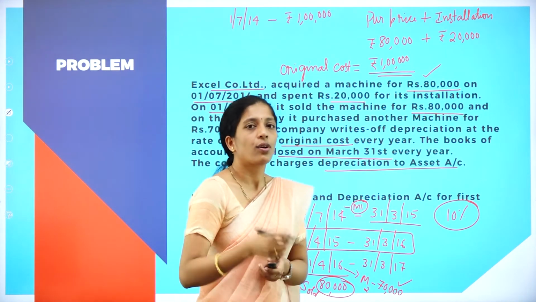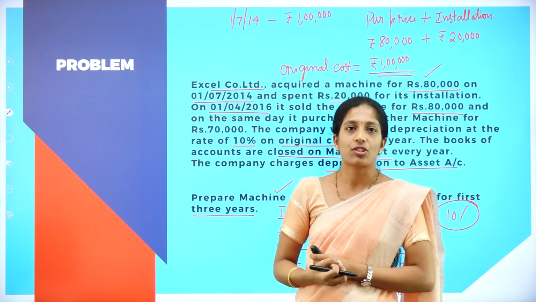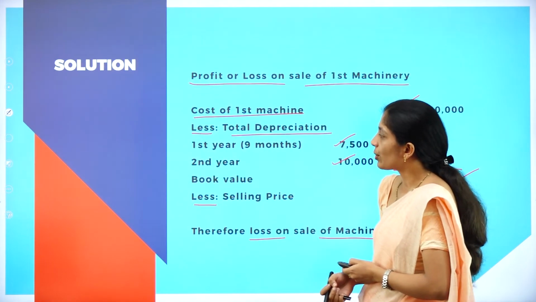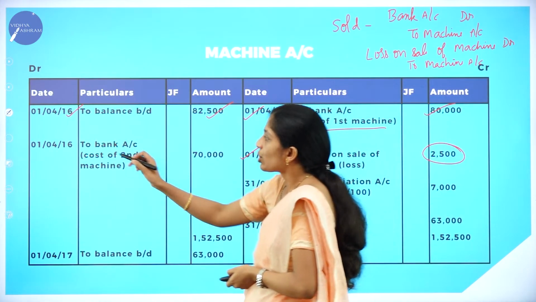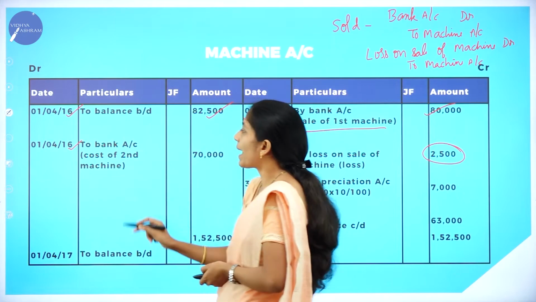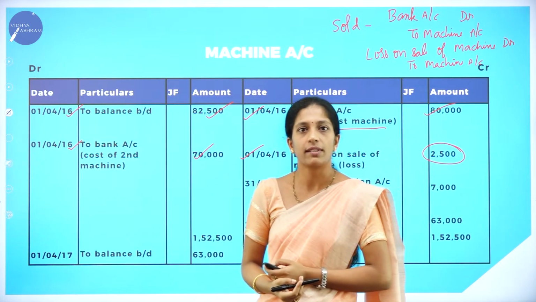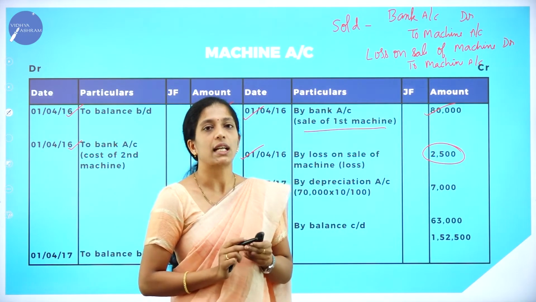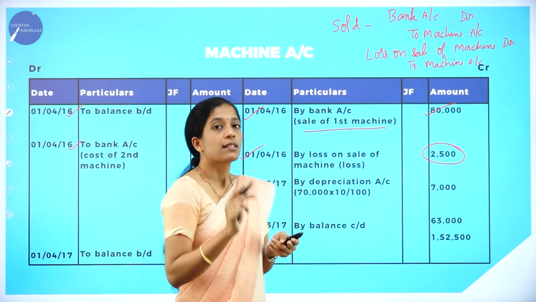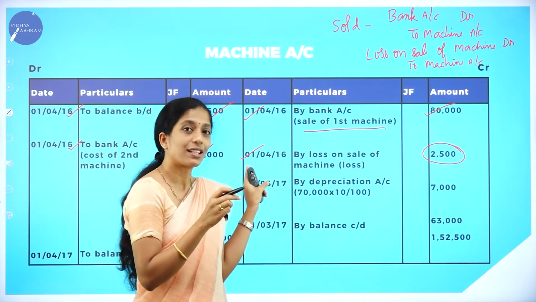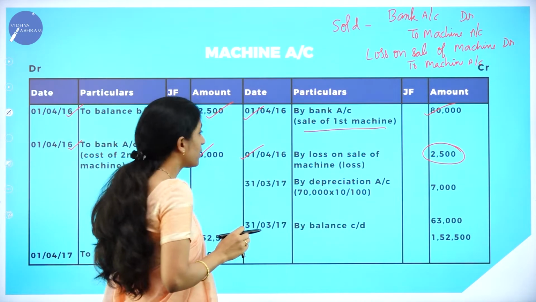Now what is the original entry to purchase a machine? Your entry will be machine account debit to bank account. Correct? So we have to record entry. So 1/4/2016 to bank account, cost of second machine. What was the cost? That is 70,000. Clear? Cost of second machine is 70,000. Since it is purchased in the beginning only, we have to calculate depreciation for this second machine. So this is the second machine.